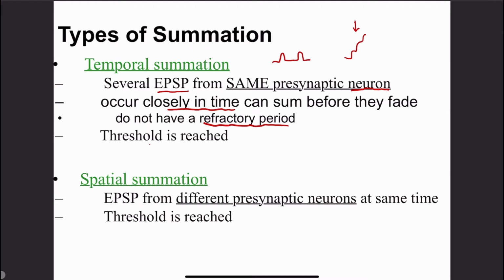So that's temporal summation. The second type is called spatial summation, and these are EPSPs from different presynaptic neurons. But they occur all at the same time, and they're all very close to each other. And so if they occur all at the same time and they're really close, they are able to summate, and then threshold can be reached.